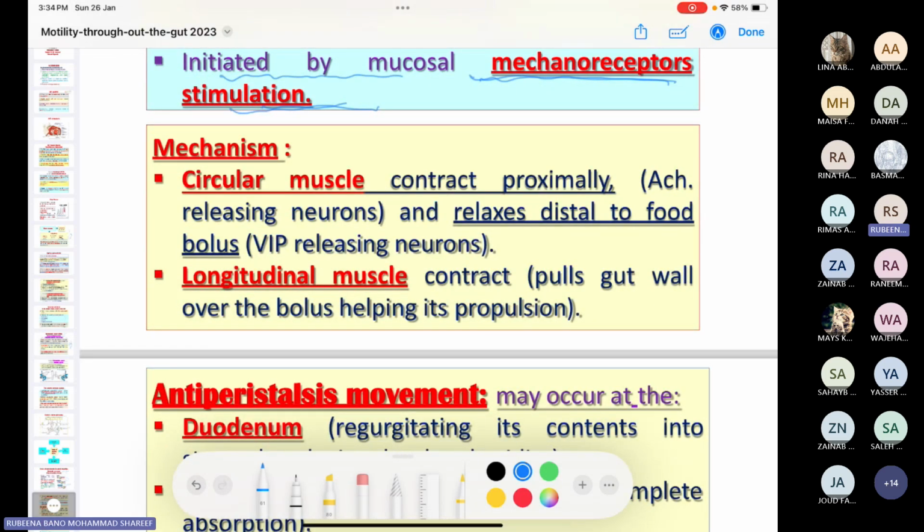As I told you, the GI wall has two muscles, the circular muscle and the longitudinal muscle. Circular muscle contraction will decrease the size of the lumen, and the longitudinal muscle will shorten the length of the GI wall. So the circular muscle contracts proximally, and it will release acetylcholine, and it relaxes the part distal to the food bolus via VIP-releasing neurons.